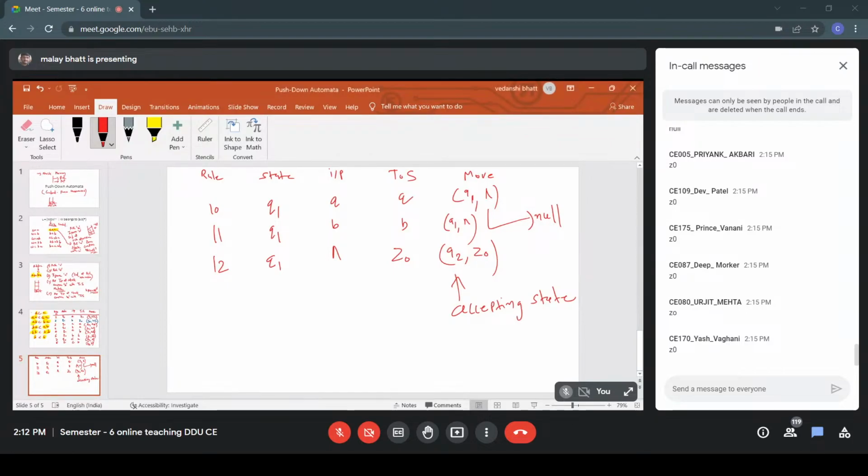So now let me tell what will happen in this case. If the string is only this, suppose you want to check for this, is it valid or not? This is our language.